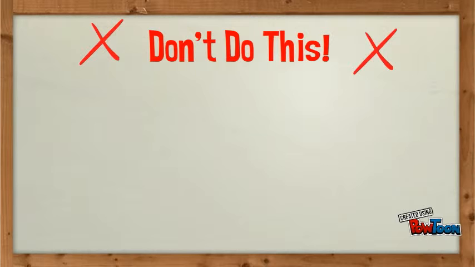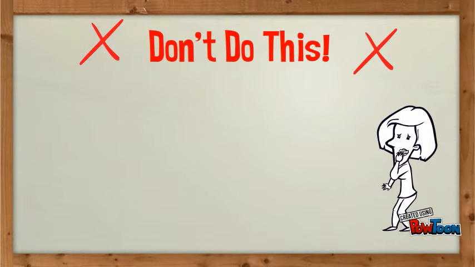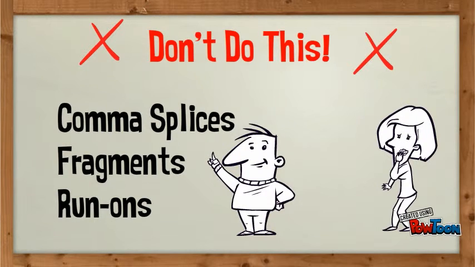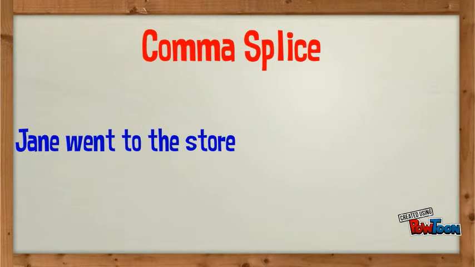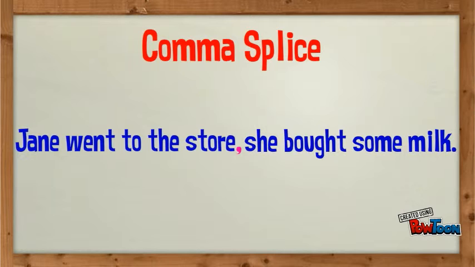Along with what to do, there's also a list of things not to do. There are 3 things that are wrong ways to write sentences. They are comma splices, fragments, and run-on sentences. A comma splice is taking 2 sentences and putting them together with a comma. Here's an example of a comma splice. Jane went to the store, she bought some milk.